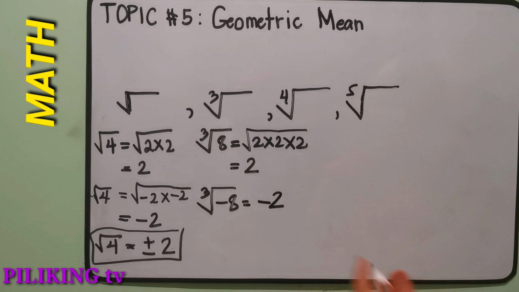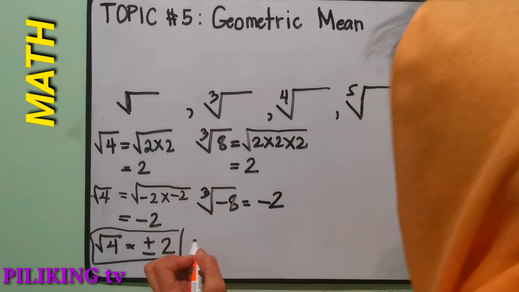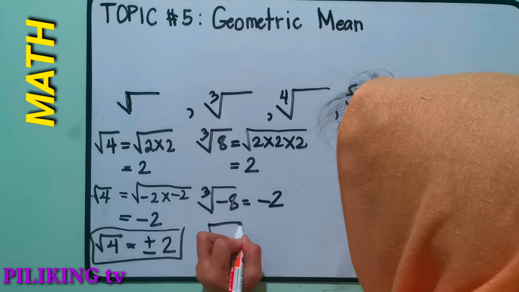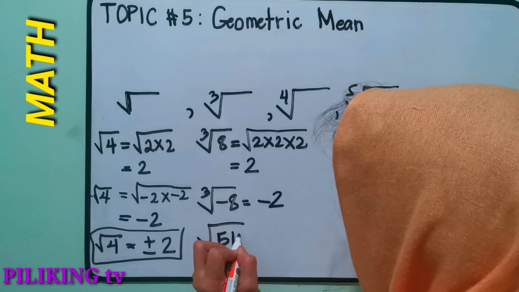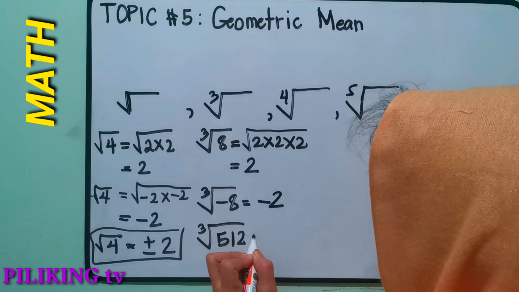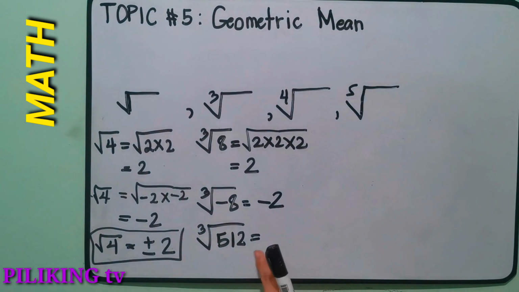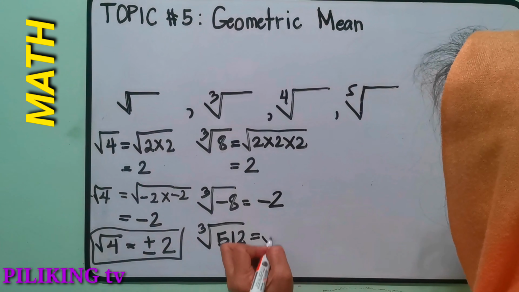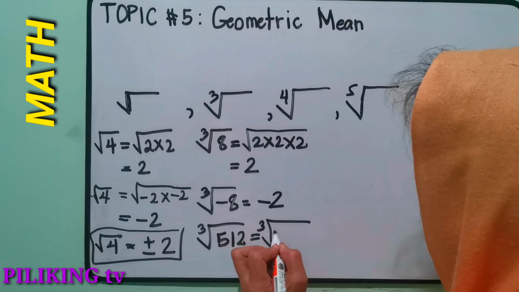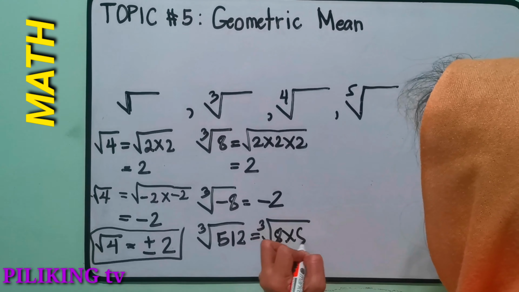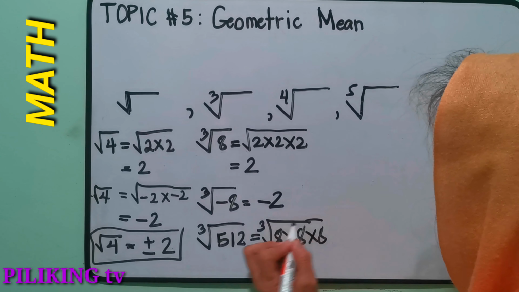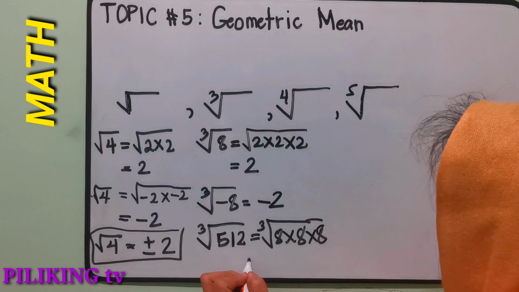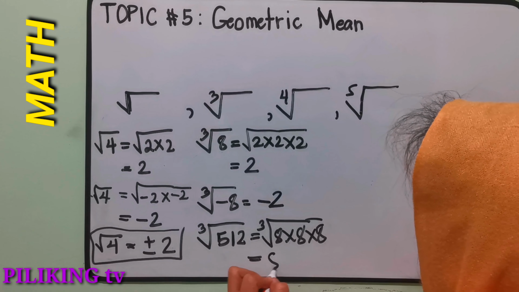Next, let's say we have the cube root of 512. Think of a number that when you raise to the third power is equivalent to 512. That is equal to the cube root of 8 times 8 times 8. Therefore, the cube root of 512 is equal to 8.